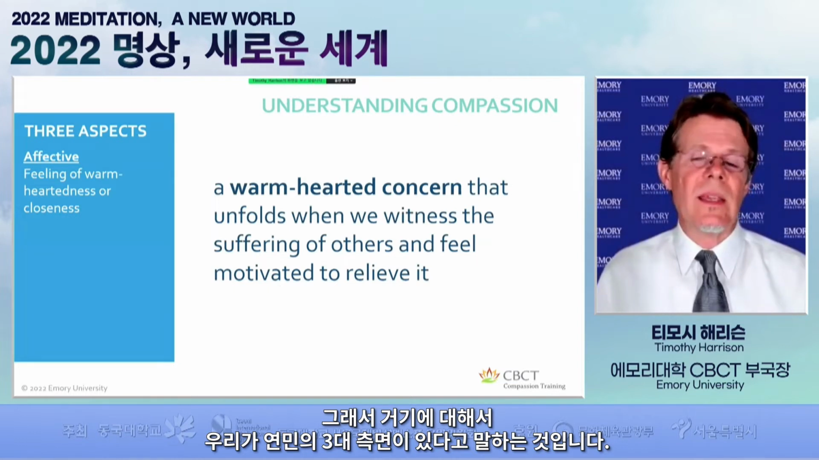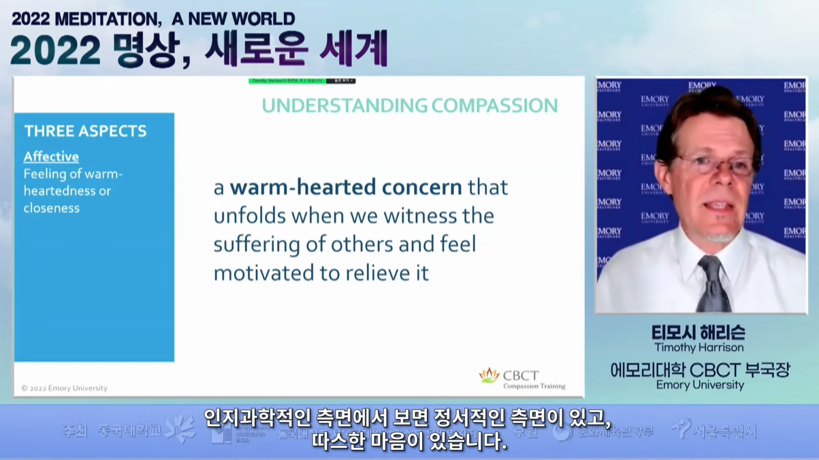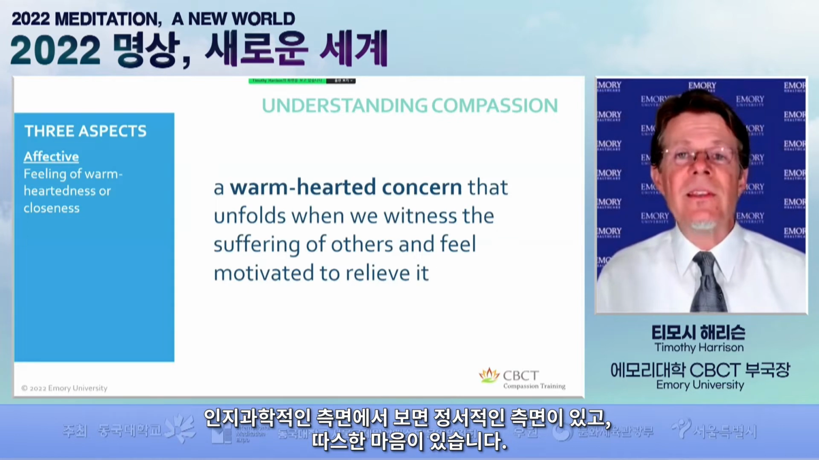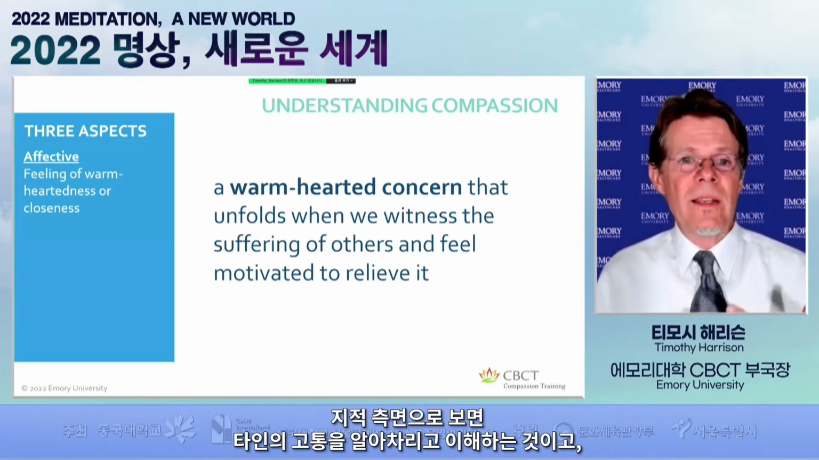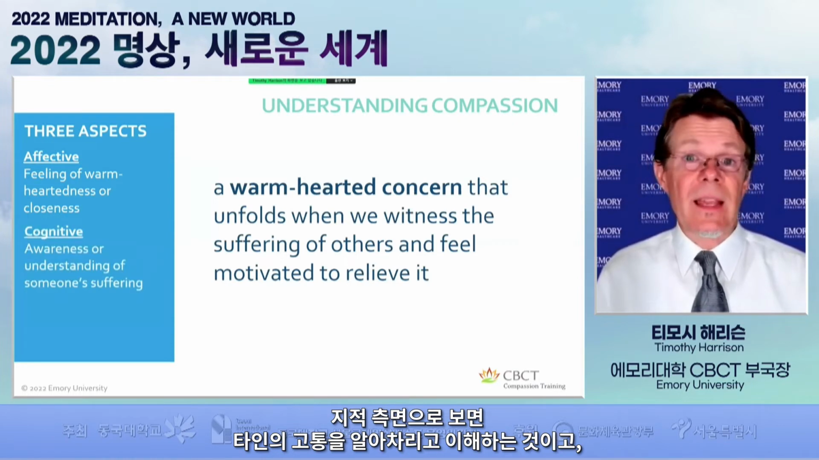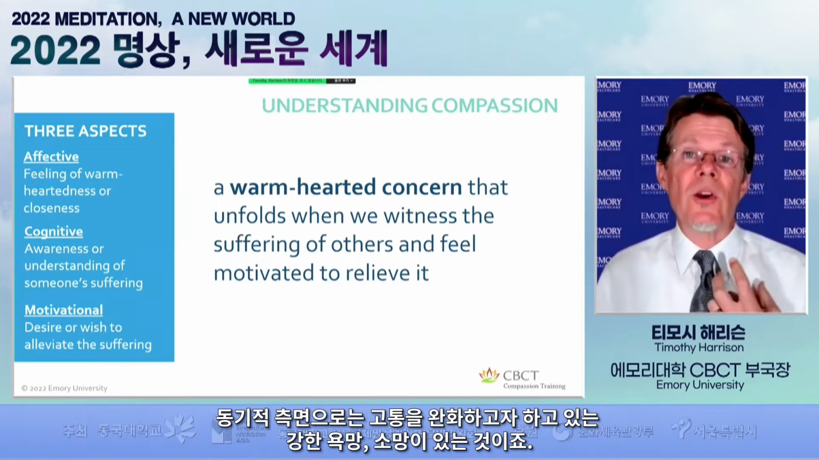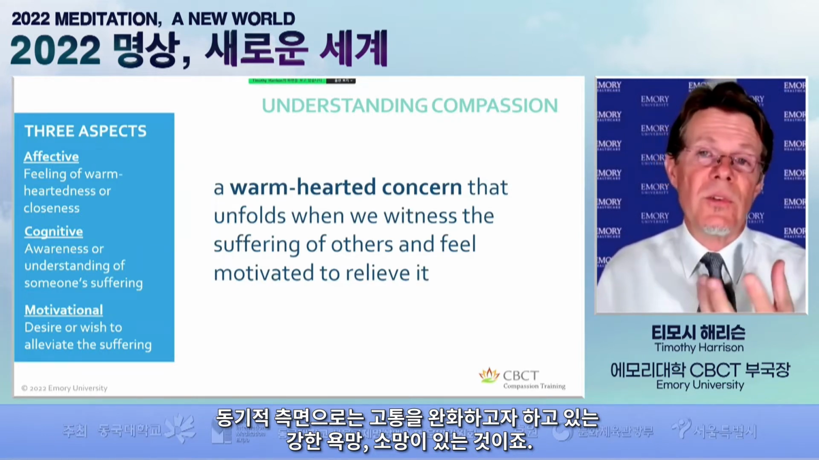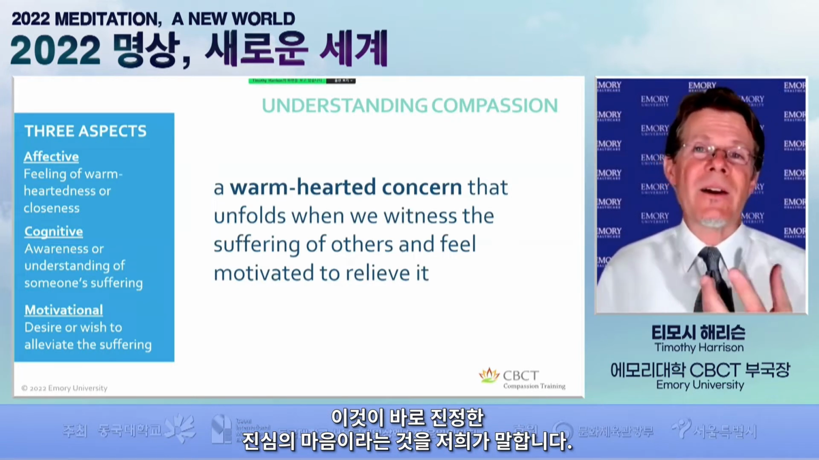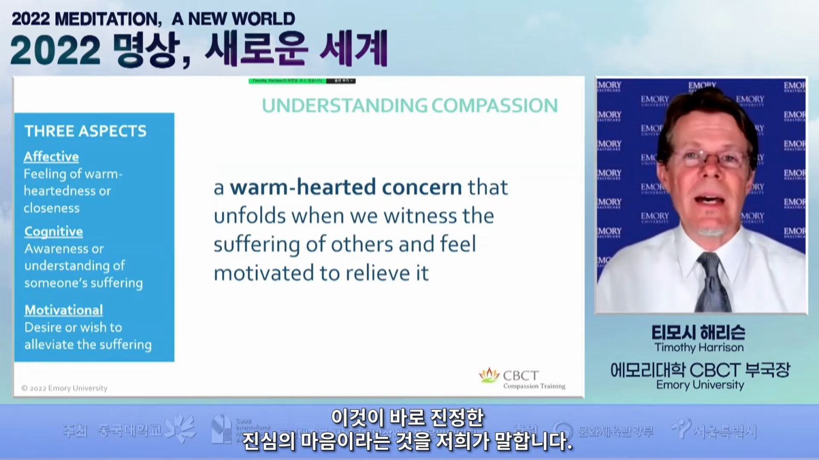And here on the side, I can just call out these three aspects that are in this definition from the cognitive science perspective. The affective part of the emotion of compassion, feeling warm-heartedness or closeness. The cognitive part, that's this awareness or understanding of the other's suffering. And the motivational part, which is that wish or desire, that urge to do something. When that's authentic, that's what we're talking about with compassion.